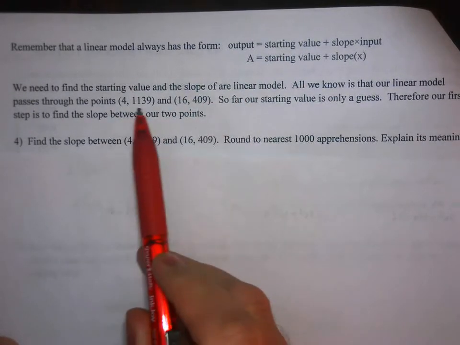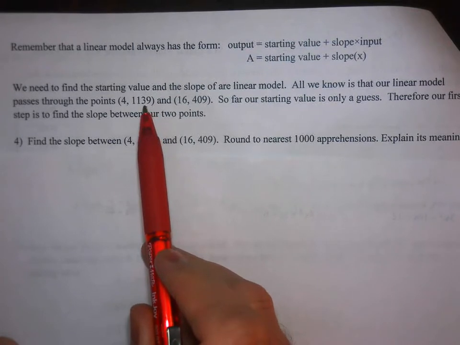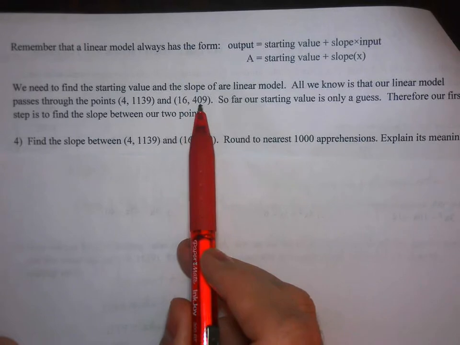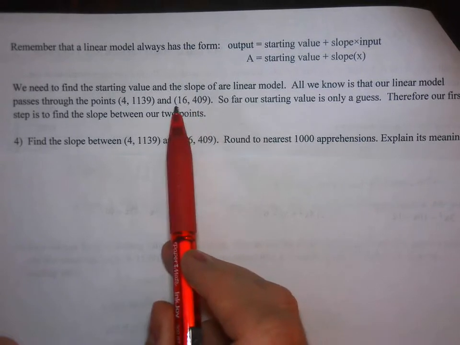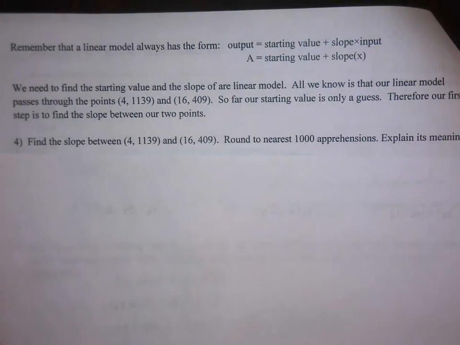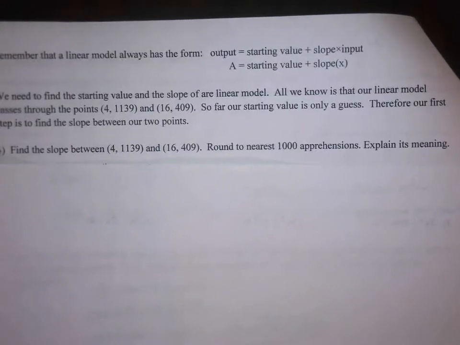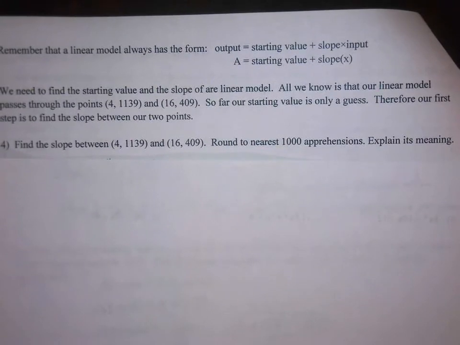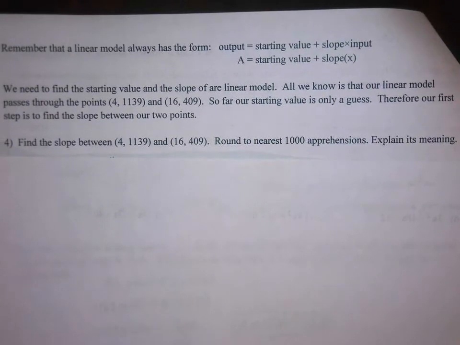So we need to find the starting value and the slope of our linear model. All we know is that our linear model passes through the points (4, 1139) and (16, 409). That's all that we know about our line so far. So far, our starting value is only a guess. So we guessed it was around 1400, but we don't know for sure. Therefore, our first step is to find the slope between our 2 points.